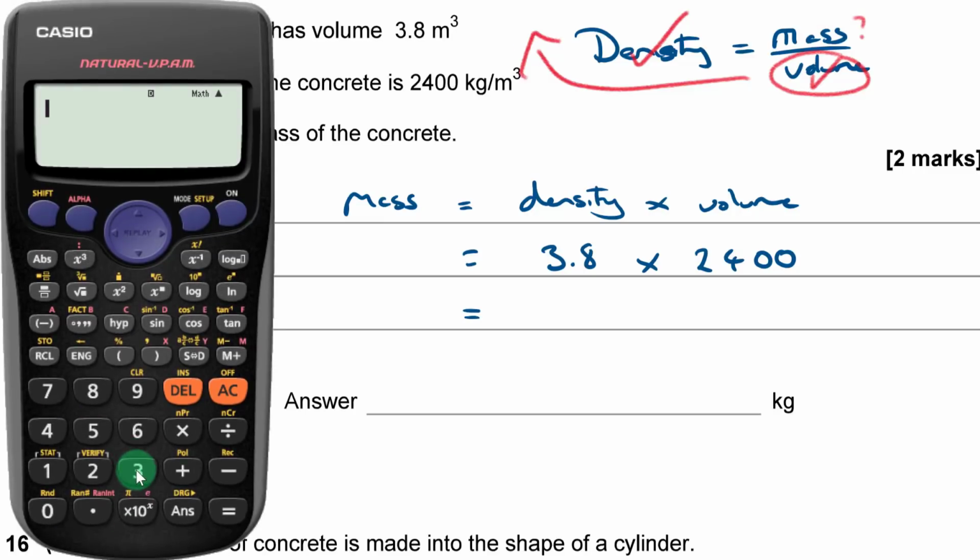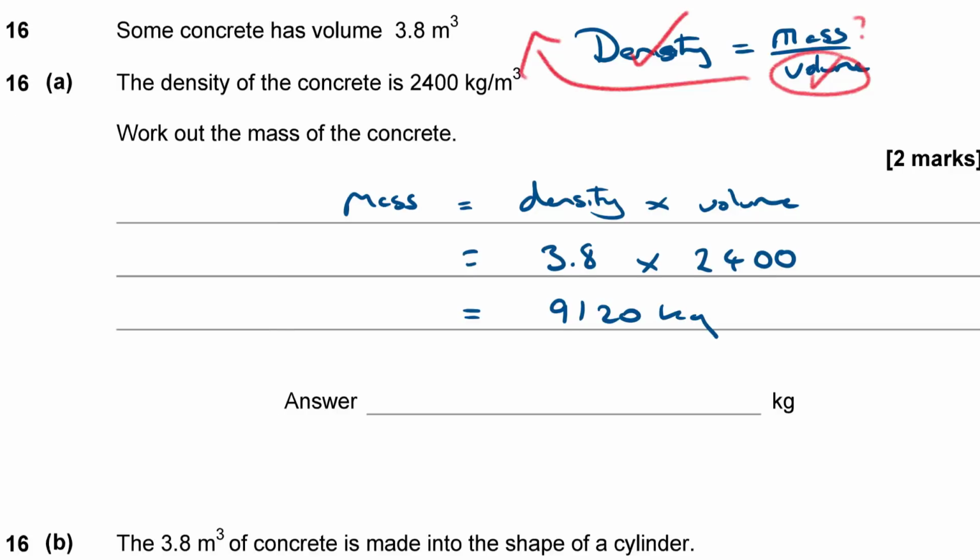Okay, reaching for a calculator. 3.8 times 2,400 gives me 9,120 kilograms. 9,120 kg.